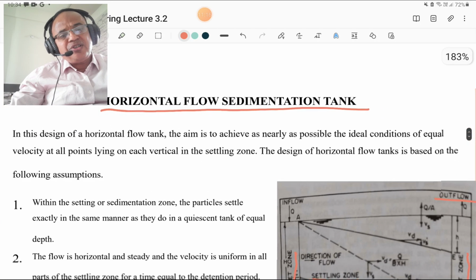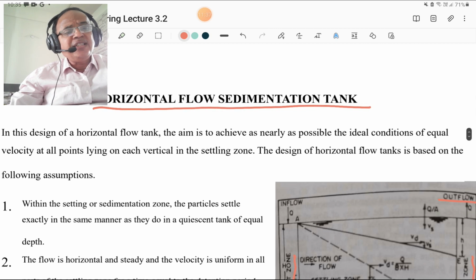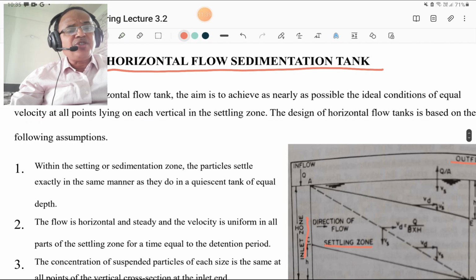Then we are going to discuss in detail the horizontal flow sedimentation tank. In the design of a horizontal flow tank, the aim is to achieve as nearly as possible the ideal condition of equal velocity at all points lying on each vertical in the settling zone. The design of a horizontal flow tank is based on the following assumptions.